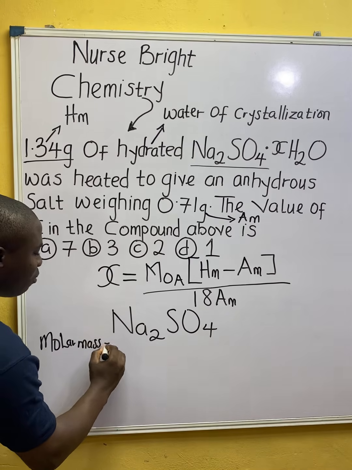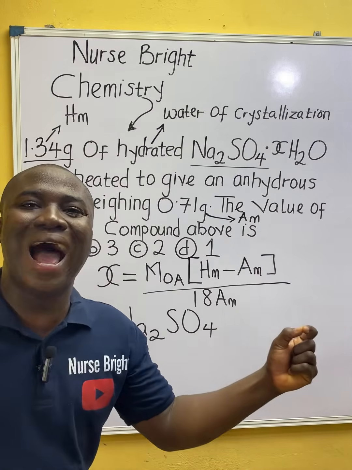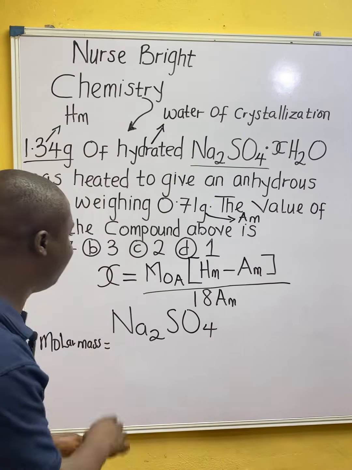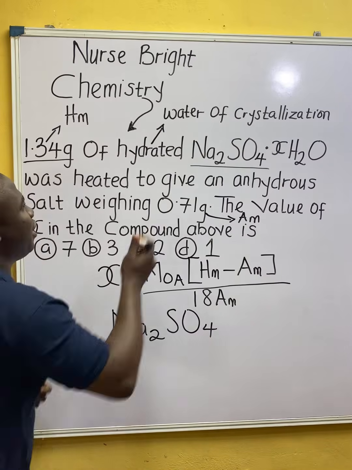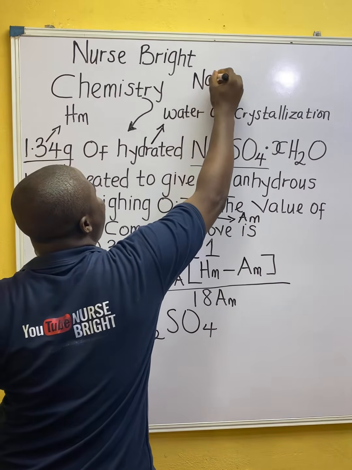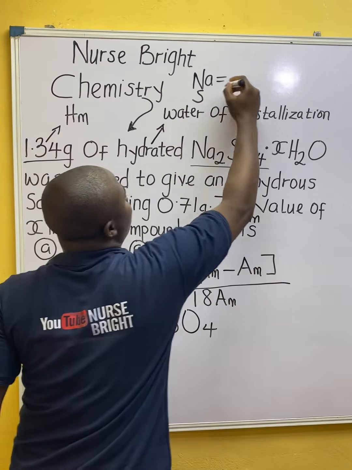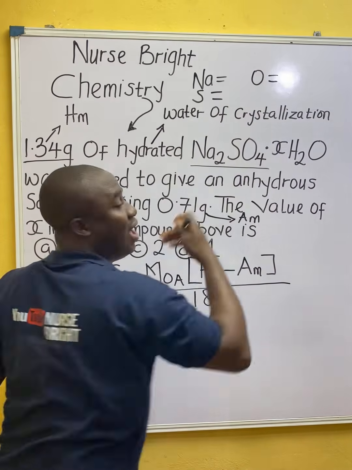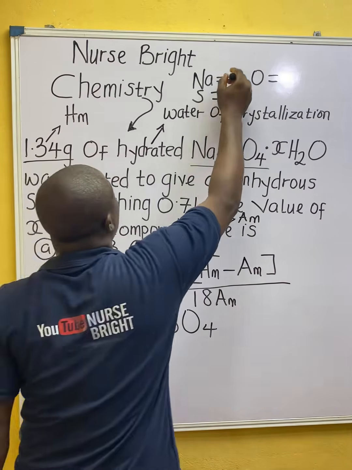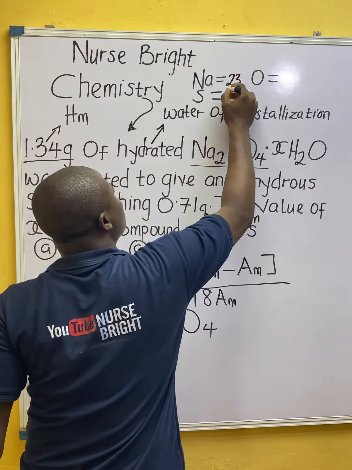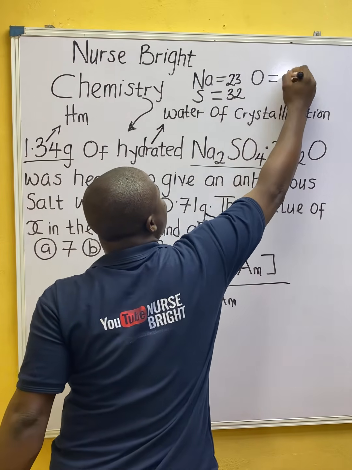So I believe you know how molar mass is calculated. You simply add the atomic mass of the elements involved. What are the elements involved here? They include sodium, Na, sulfur, S, and oxygen, whereby these elements have their respective atomic masses. For sodium, the atomic mass is 23. For sulfur is 32. For oxygen is 16.